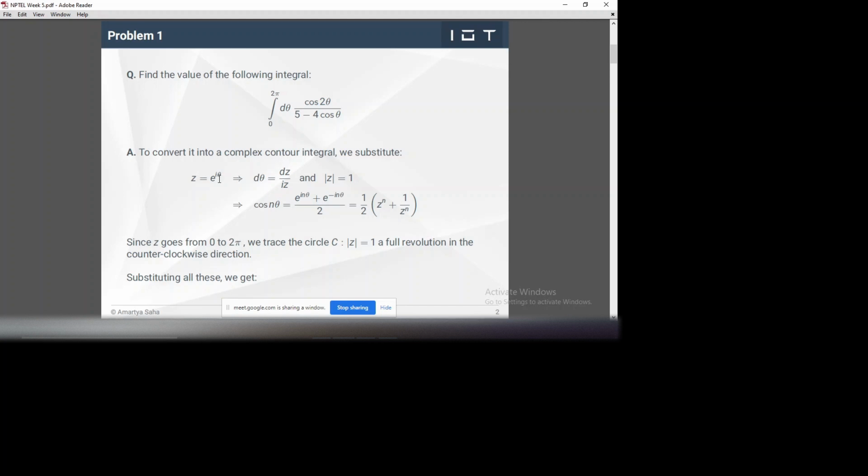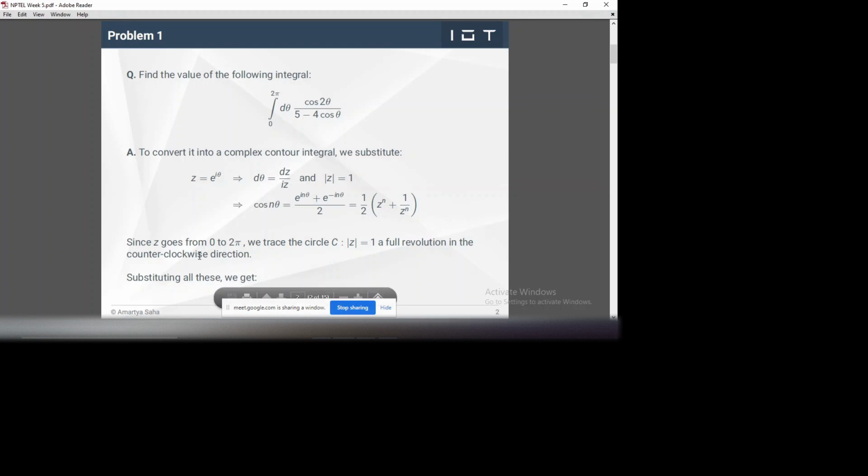If we substitute z equal to e to the power i theta, that means d theta is dz by iz, and mod z equal to 1. And as we all know, cos n theta means e to the power i n theta plus e to the power minus i n theta divided by 2. If we substitute z here, we will get half z to the power n plus 1 by z to the power n. So that is all the substitutions that we have to do.